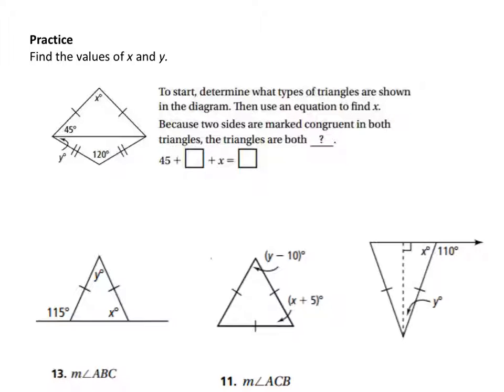Because two sides are marked congruent in both triangles, the triangles are both what? Well, in this top triangle, we see this side and this side are marked as being congruent. If two sides are congruent, those legs are congruent on a triangle, and same down here, this leg and this leg are congruent, then both of those triangles are isosceles triangles. So because two sides are marked congruent in both triangles, the triangles are both isosceles.